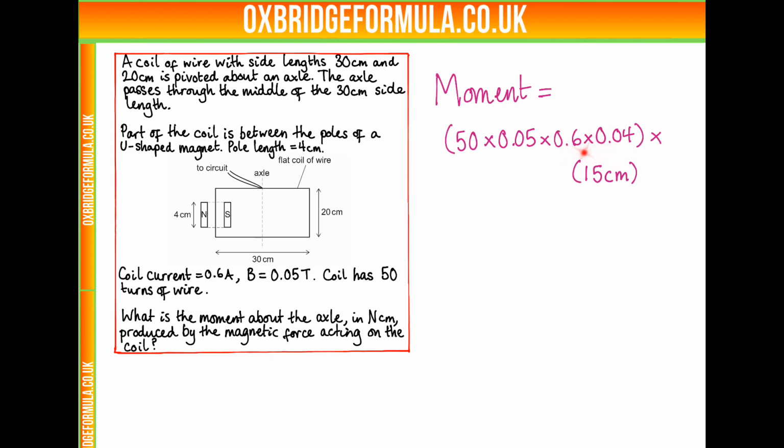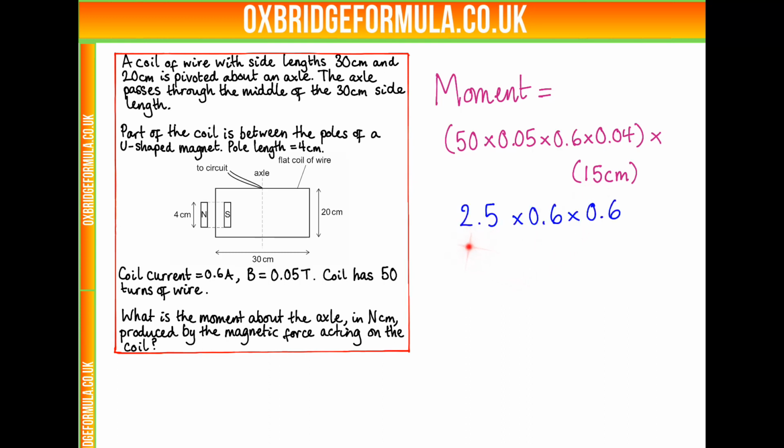so 4 centimeters. The 20 centimeters, as you can tell, is a red herring in this because we only care about the part that's between the poles, or where the current is actually acting in between the magnetic field. And then times the 15 centimeters because the axle is halfway between. So notice how I converted the 4 centimeters into 0.04 but kept the 15 centimeters as this, just because the question asked us for the answer in Newton centimeters. So watch out for those unit conversions.